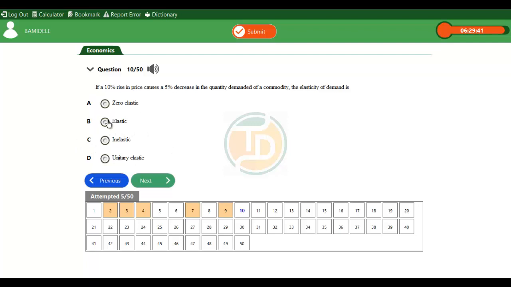So our answer is not option B, because option B talks about elastic. Elastic demand means that the coefficient of price elasticity of demand will be greater than 1. It means that when there's a change in price, it's going to bring about a greater change in quantity demanded. But the correct option here is option C, because the change in price led to a lesser change in quantity demanded. Therefore, the coefficient will be lesser than 1. The correct option is C, inelastic demand.